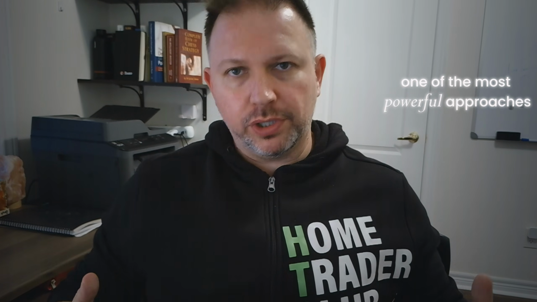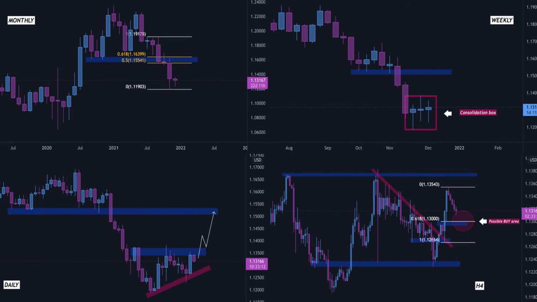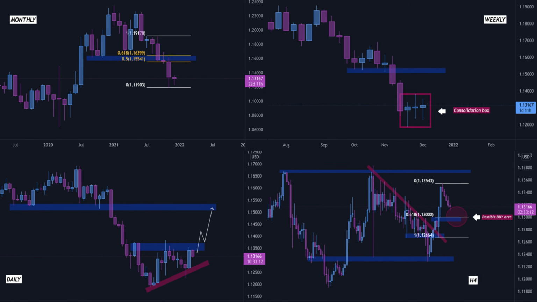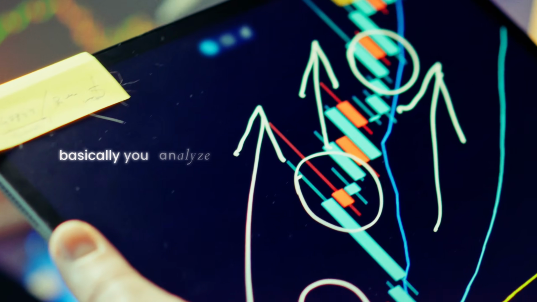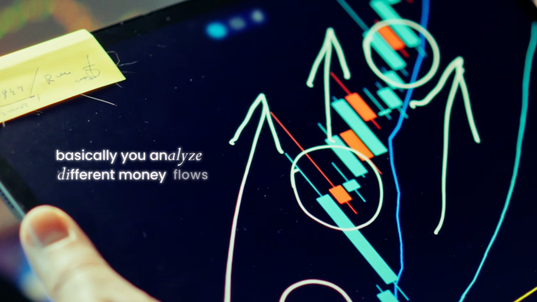One of the most powerful approaches towards technical analysis is multi-timeframe analysis. And the reason for that is very simple. When you analyze multi-timeframes, basically you analyze different money flows. When you analyze the weekly chart, it's a different trend, a broader market view rather than the 4-hour chart or the 1-hour chart.